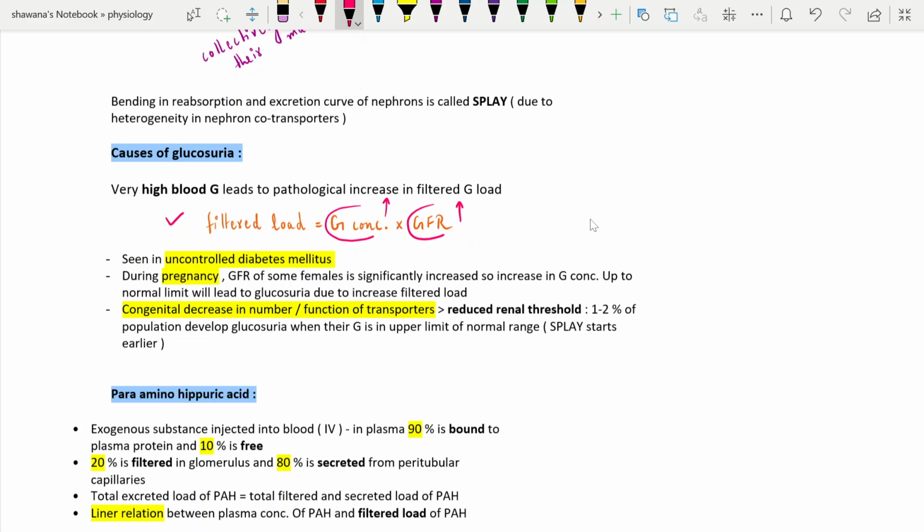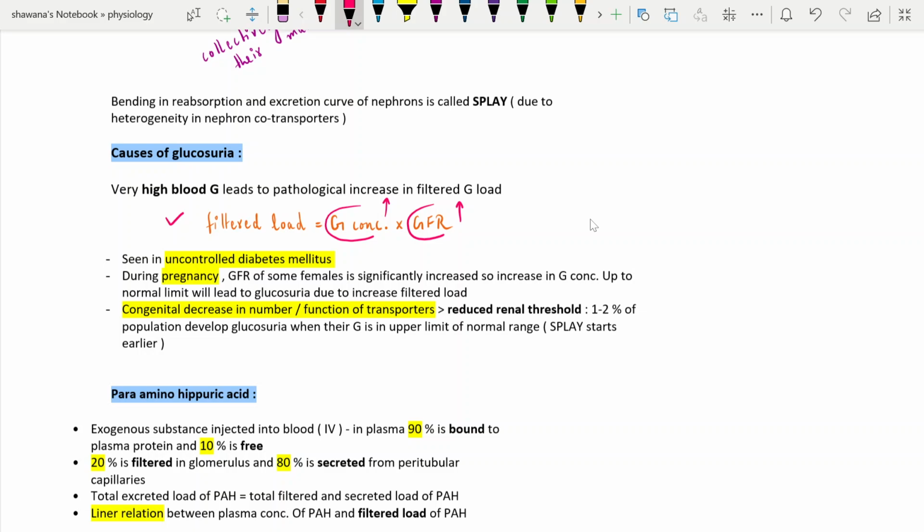During pregnancy, some of the females have a significant increase in the glucose concentration, so whenever the glucose increases beyond the normal limit, glucosuria starts due to the increased filtered load.